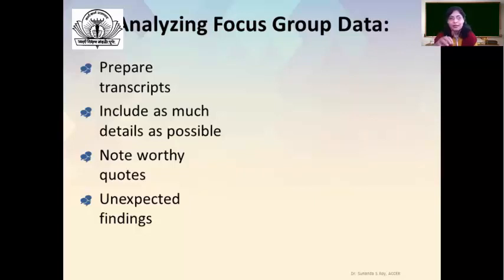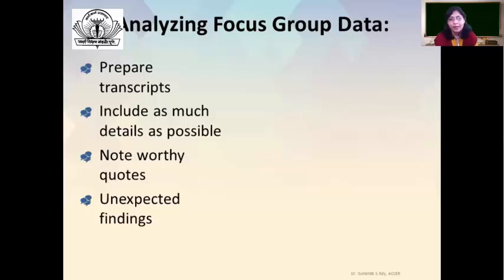Once you have done the transcript, you must include as much detail as possible. This transcription is done by listening to the audio recording or the video recording, and it can be done again and again, so that you don't miss out on anything. And noteworthy quotes. There are certain quotes which people give, which you would like to include in your report, so you need to write those things down. Unexpected findings. There were some people who gave very different responses, so you need to note them down.